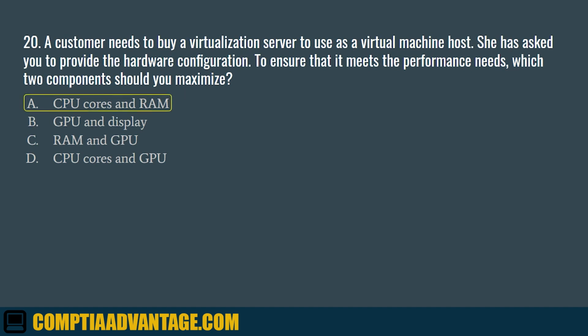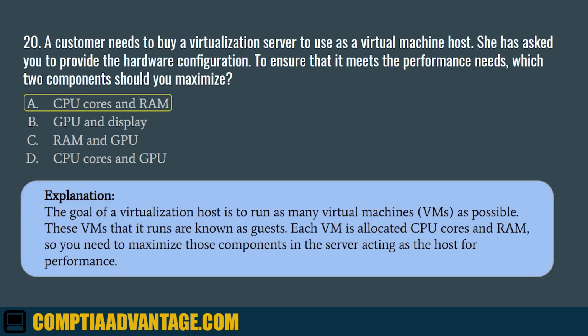CPU cores and RAM. The goal of a virtualization host is to run as many virtual machines, VMs, as possible. These VMs that it runs are known as guests. Each VM is allocated CPU cores and RAM, so you need to maximize these components in the server acting as the host for performance.